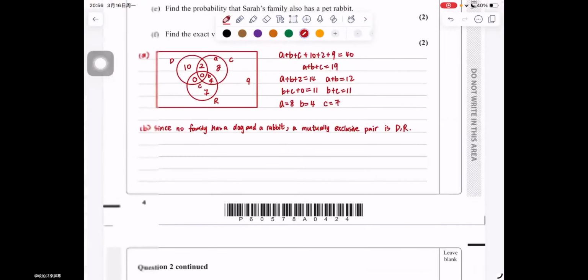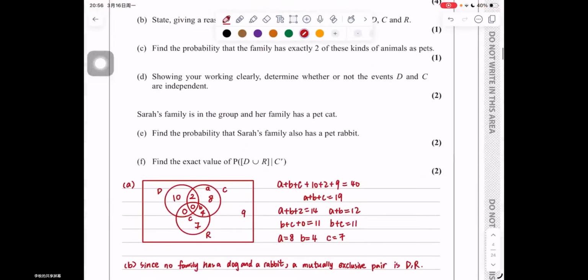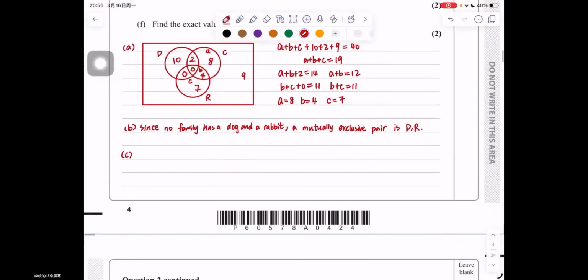All right. Now part C. Find the probability that the family has exactly 2 of these kinds of animals as pets. So there are 3 kinds of animals mentioned in this question. And if it says exactly 2 of these kinds of animals, we have 3 scenarios.